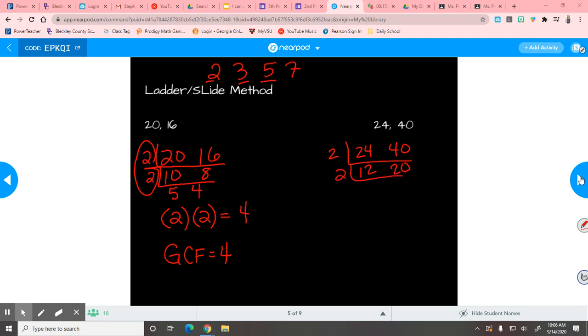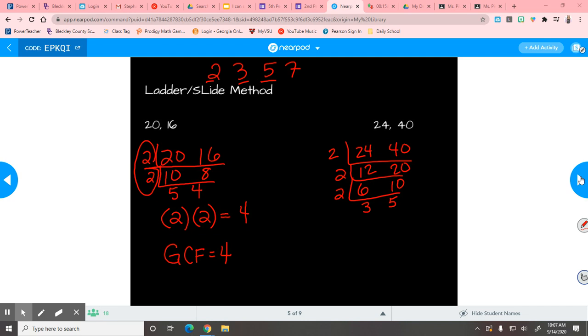12 divided by 2 is 6, and 20 divided by 2 is 10. You can do 2 again. Guess what? They're both even. So what can we pull out? 2. 6 divided by 2 is 3. 10 divided by 2 is 5. Are they both even? No. So I can't use 2. 3 will work for 3, but will it work for 5? No. 5 will work for 5, but will it work for 3? No. Will 7 work? No, we're done.